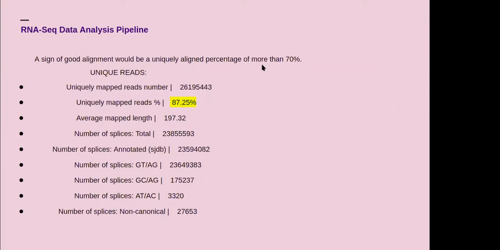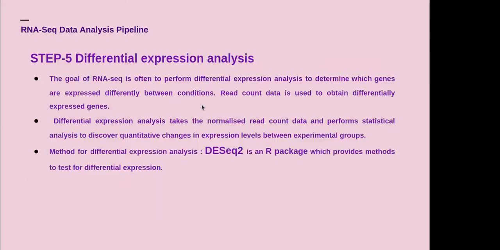Here I have mentioned that if the alignment is more than 70%, then it's a good alignment, and it will give us statistics in this way: how much is uniquely aligned and other statistics we can get. From there we can know that this is a good alignment, and we can publish the paper.